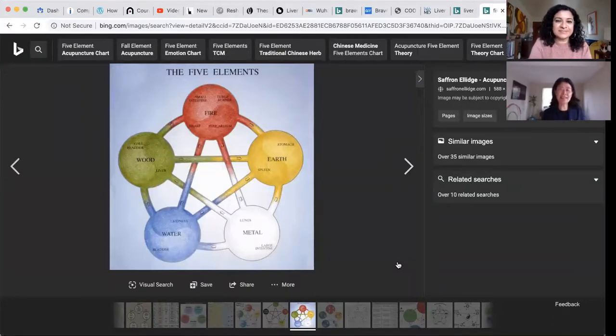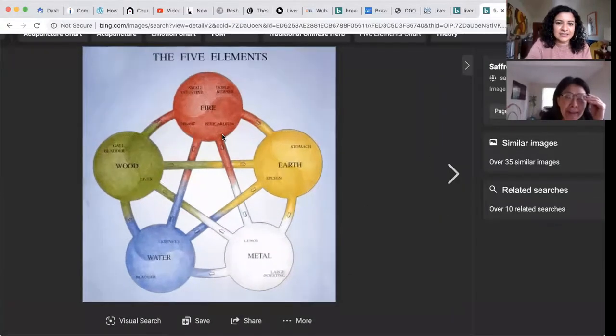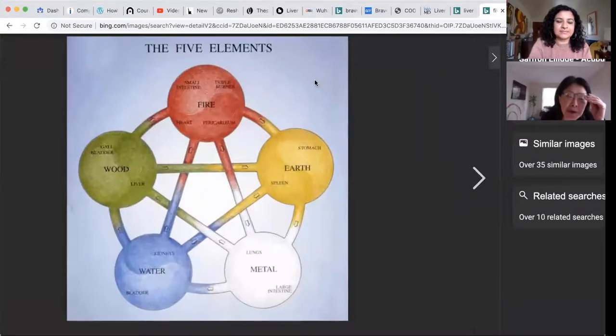So you can see this beautiful picture here. That's a nice one. The fire is hyper, joyful, and then the earth is your intellect, your mind, your thought. And the metal is your sadness and grief. And the water is fear. And then the wood is anger.